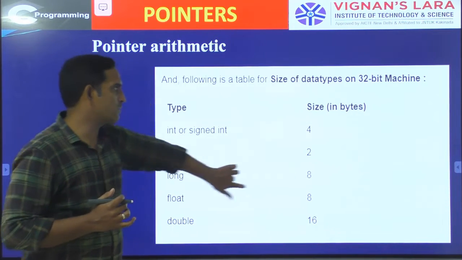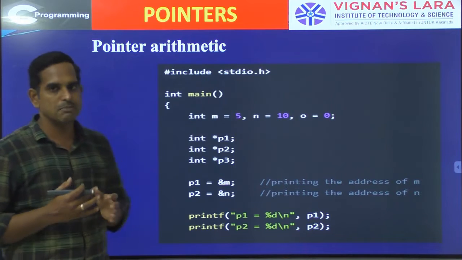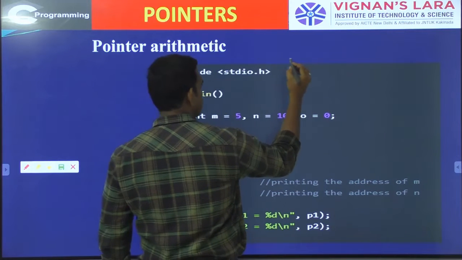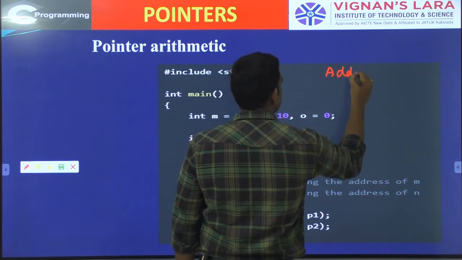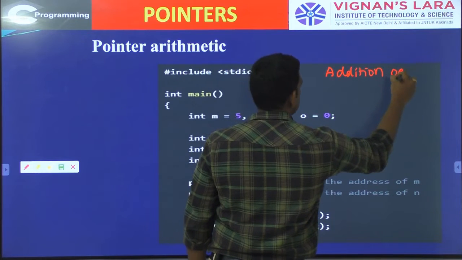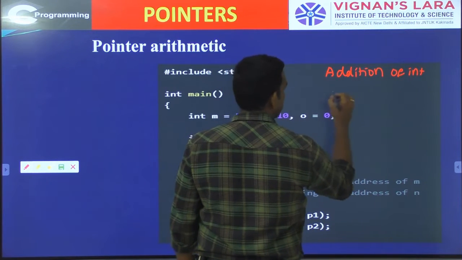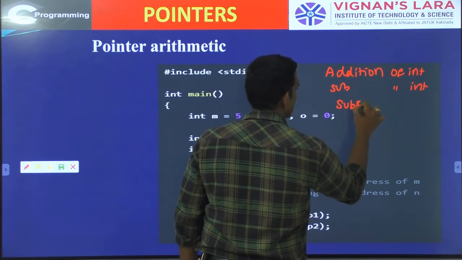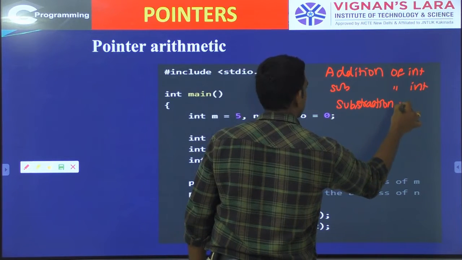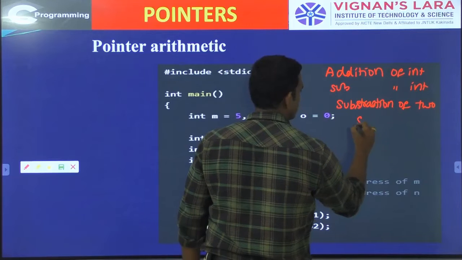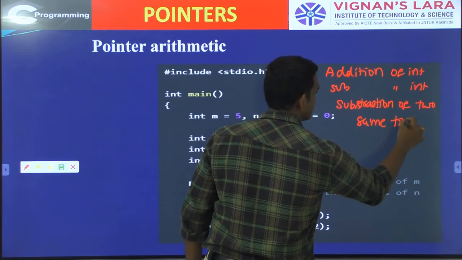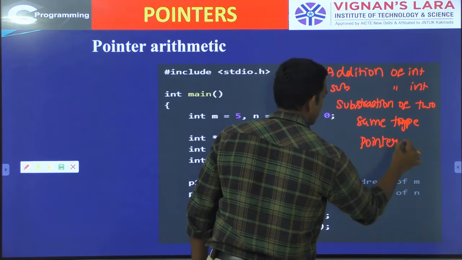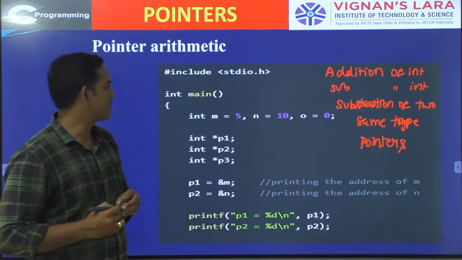So when you are performing pointer arithmetic on a 16-bit or a 32-bit machine, remember we can perform three operations: addition of an integer value, subtraction of an integer from a pointer, and subtraction of two pointers. Remember, two same type pointers.